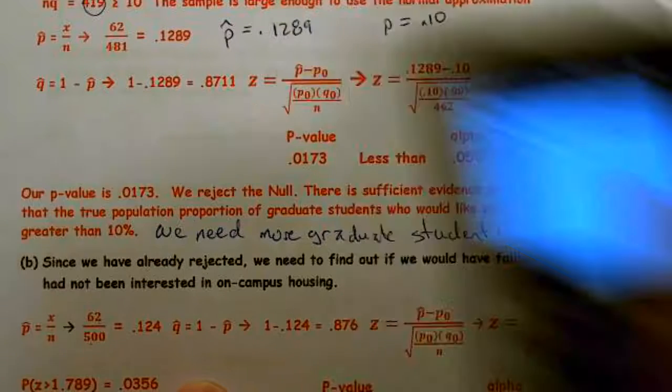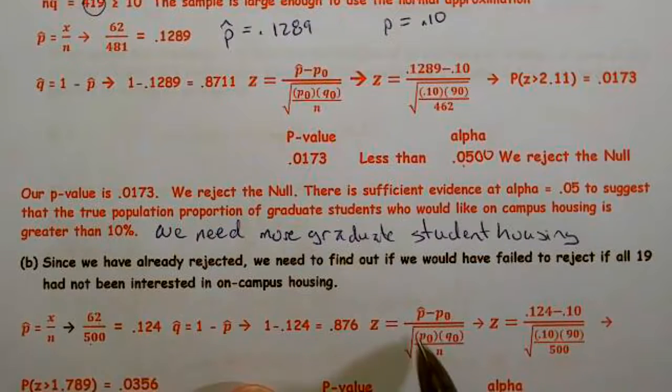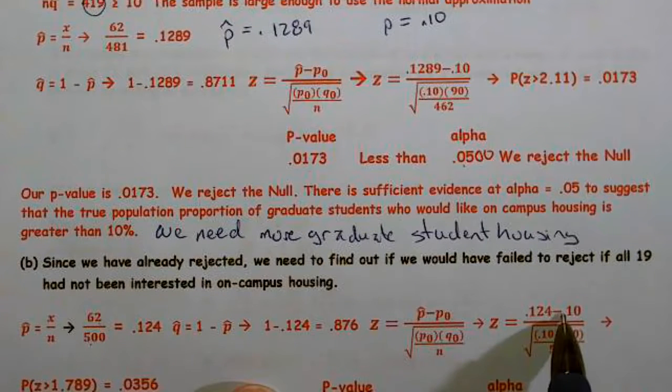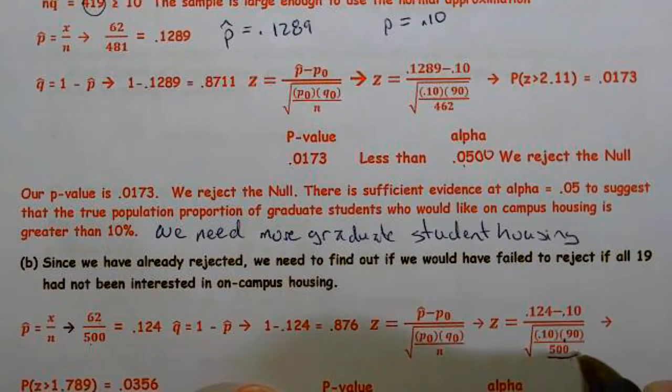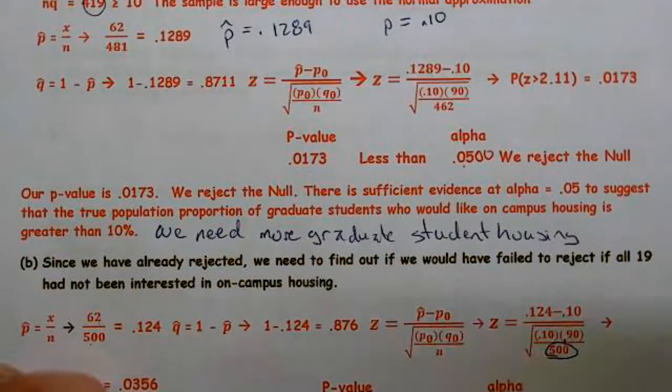Okay, so now we have a change. Our P hat is 0.124. Our original 10% is still the same because this was what was claimed. And we have 0.10 and 0.90. This should have a decimal point. But now this number, please notice, changed to 500.